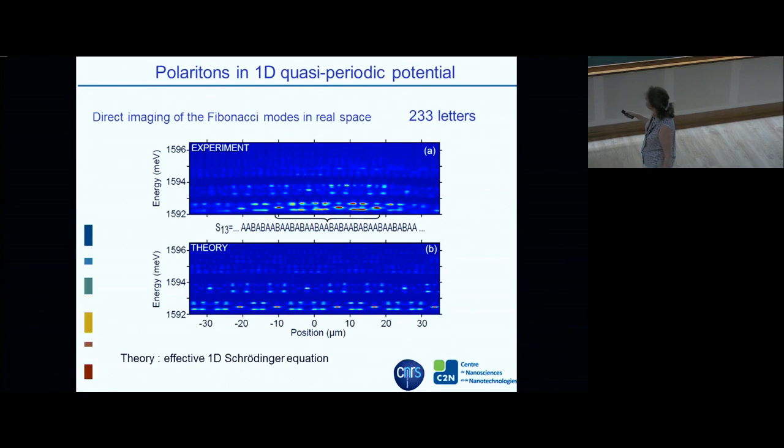One thing that would be interesting is to look at the localization of these modes. They should present critical localization with power law decay. So yes.